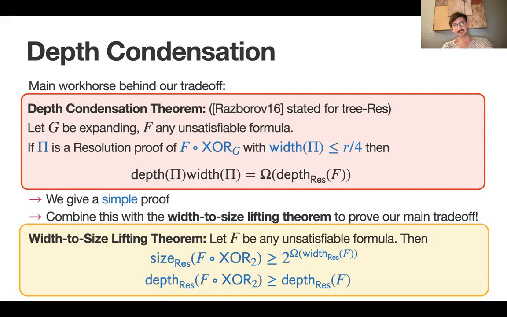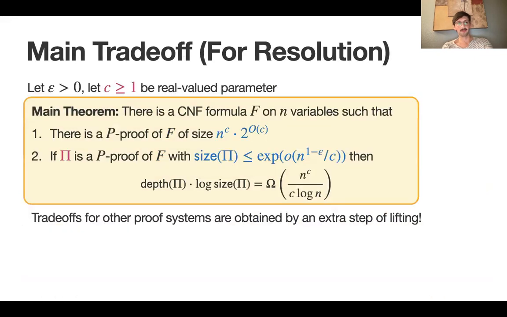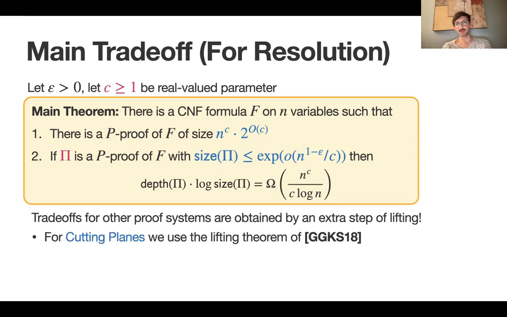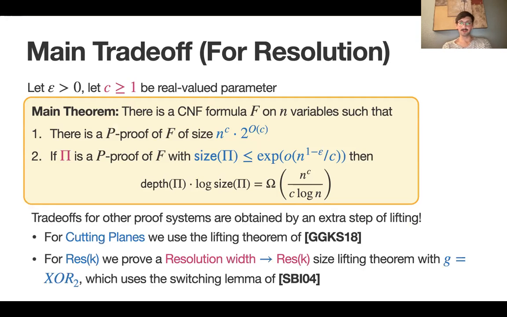Yeah, and so combining this with the depth condensation theorem proves the following main result, which is exactly what I showed you before. And now the trade-offs for the other proof systems can be obtained by an additional step of lifting. So for cutting planes, we use the lifting theorem of Goos, Garg, Kamath, and Sokolov. And for KDNF resolution, we prove a resolution width to KDNF resolution size lifting theorem, where the gadget is 2-bit XOR, by using the switching lemma of Segerlind, Buss, and Impagliazzo.